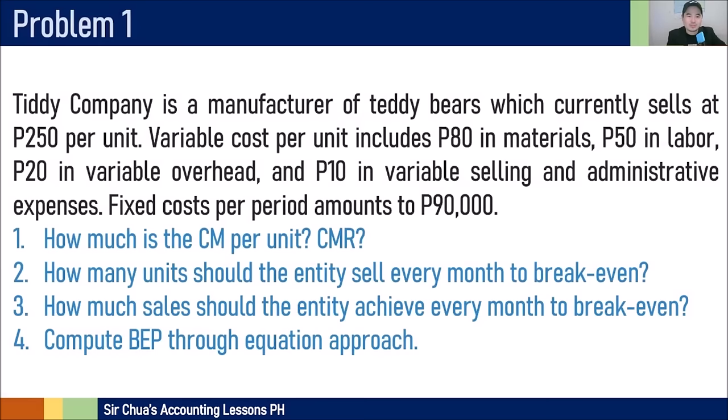Teddy Company is a manufacturer of teddy bears which currently sells at 250 pesos per unit. Ang variable cost per unit daw po ay 80 pesos materials, 50 pesos labor, 20 pesos variable overhead, and 10 pesos variable selling and administrative expense. Fixed cost daw po, 90,000.